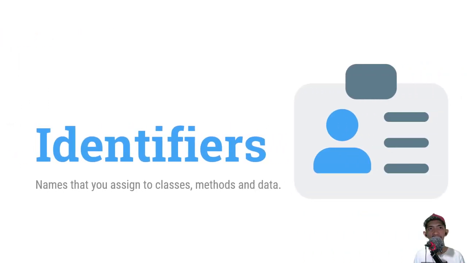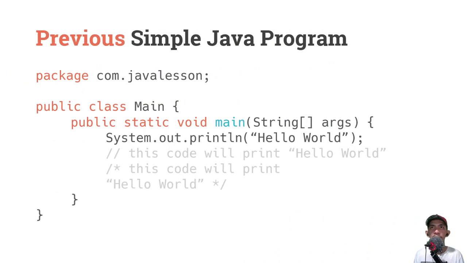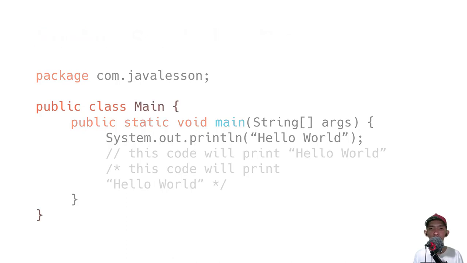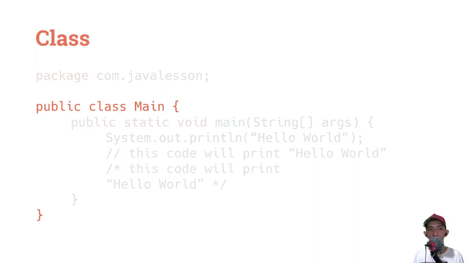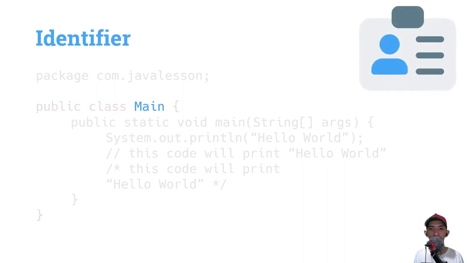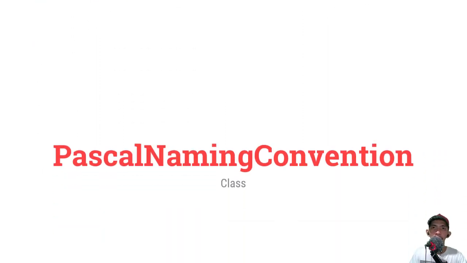Basically, identifiers are names, pangalan, na ina-assign mo sa classes, methods, or data. So, previously sa ating Java program, dun sa may example natin before, kung matatandaan ninyo, meron tayo dun itinuro na class. So, ulitin natin, ang identifier is ipinapangalan sa mga classes, sa methods, or di kaya sa data. Well then, we can identify na yung main na word dito, yun yung tinatawag natin na identifier. And if you can remember, ang ginagamit natin na naming convention sa isang class is yung tinatawag nating Pascal naming convention, wherein yung mga first letter word ay naka-capital letter.